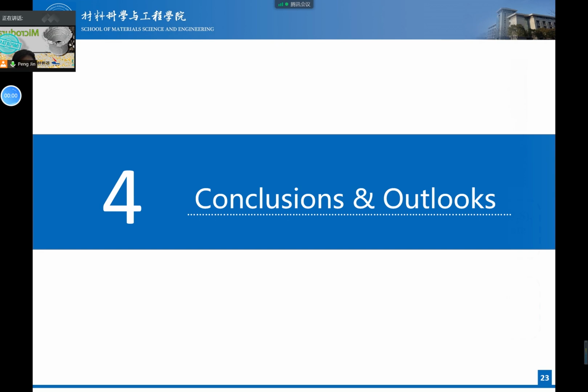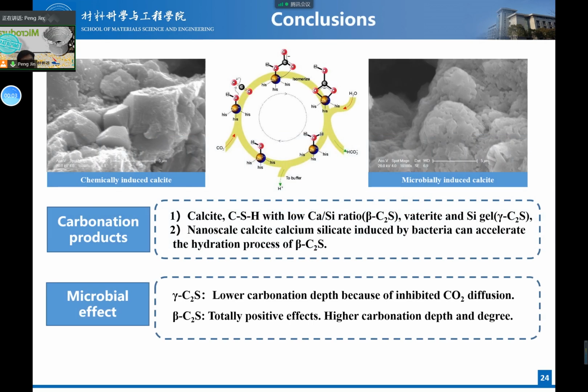In conclusion, carbonic anhydrase bacteria could induce the precipitation of nanoscale calcite through EPS or other organic materials released during the metabolism process during the carbonation process of beta-C2S, while it has little effect on the carbonation products of gamma-C2S. Simultaneously, it could accelerate the hydration of CO2, hence increasing the carbonation rate and efficiency.